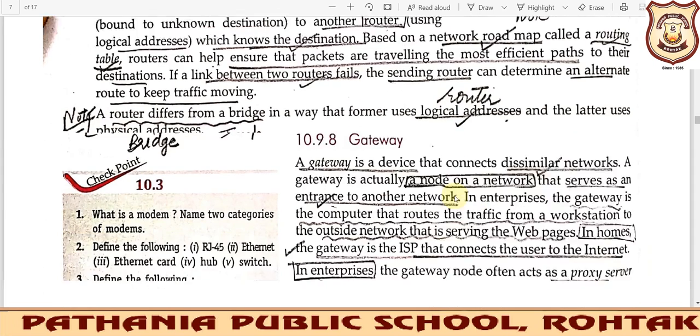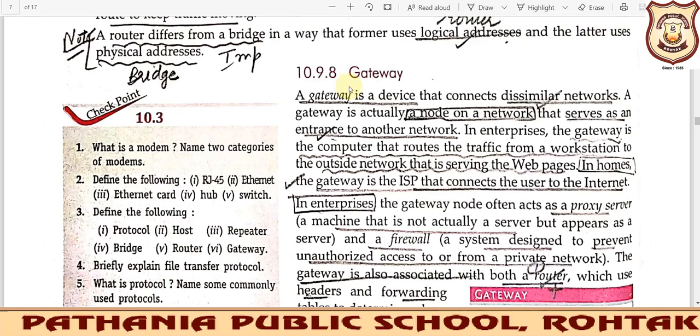Okay, so what is a gateway now? A gateway is another device that is actually connecting dissimilar networks.